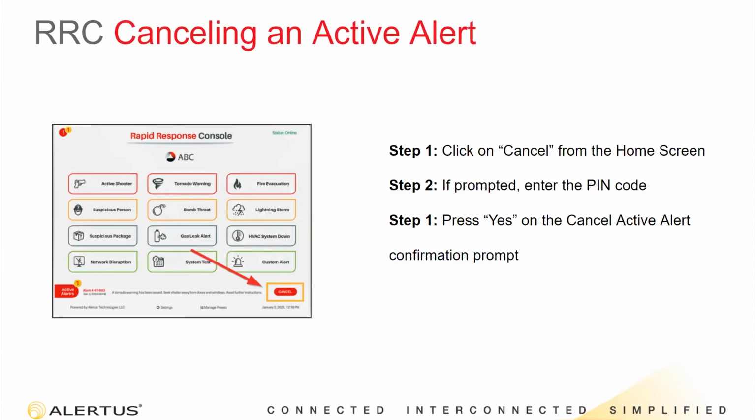If you have the rights and access to, you may be able to cancel alerts right from the Rapid Response console. If so, you will see a cancel button on the lower right-hand side. You may be prompted to enter a PIN code and then press yes to cancel the active alert.